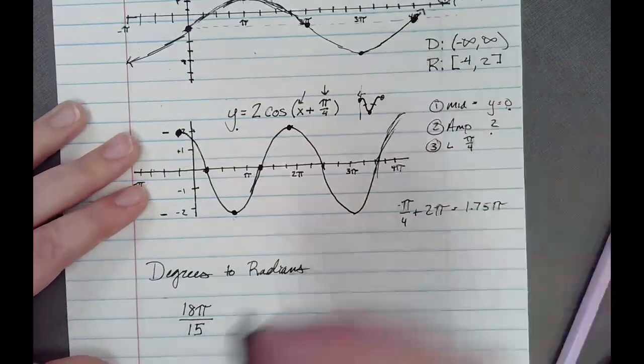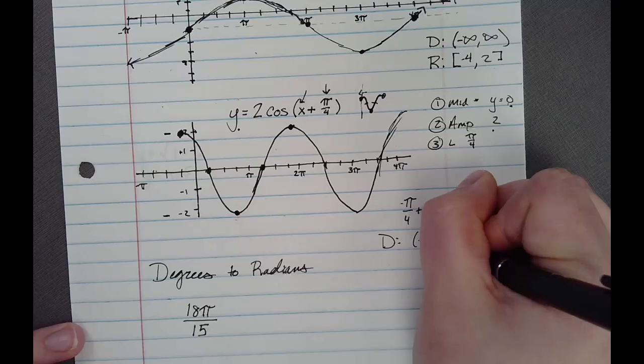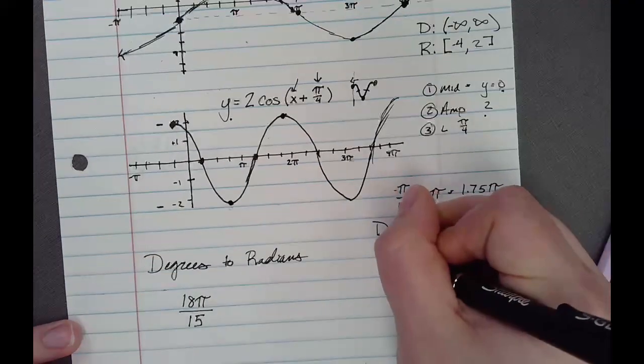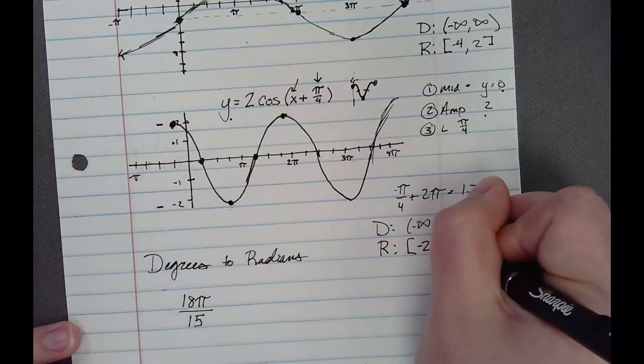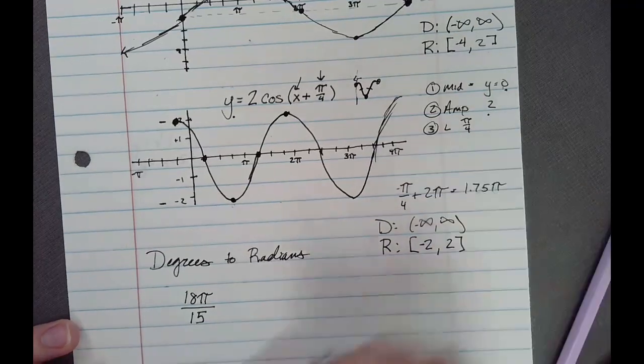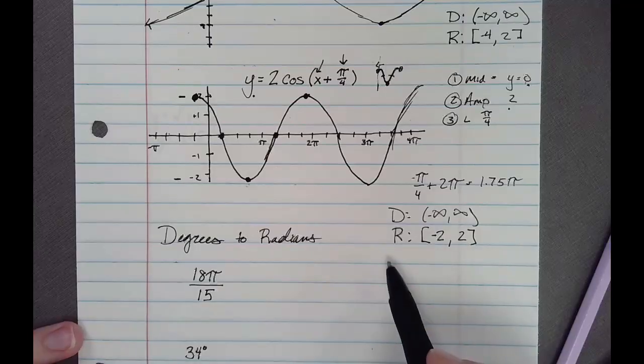If you would like. The domain, just like we said, would be all real numbers. And our range will go from our lowest point on our graph, our minimum value, to our maximum point on our graph, or our maximum value, like that.